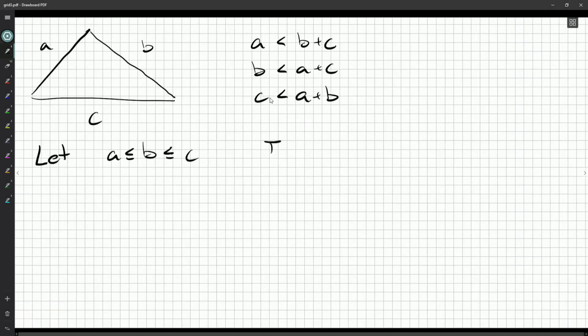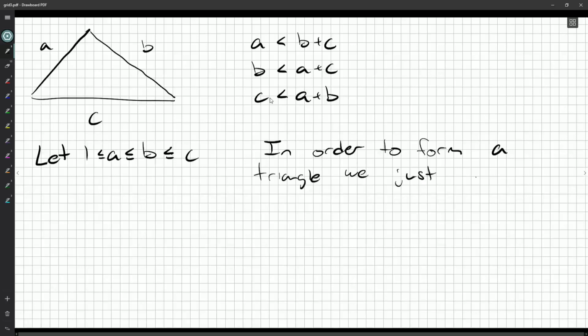So in order to... And I guess if they have to be positive integer side lengths, we'll have to... not greater than 0. Not greater than or equal to 0. Greater than or equal to 1. Because they will have to be positive integer sides. So in order to form a triangle, we just need... So these guys here are called the triangle inequalities.